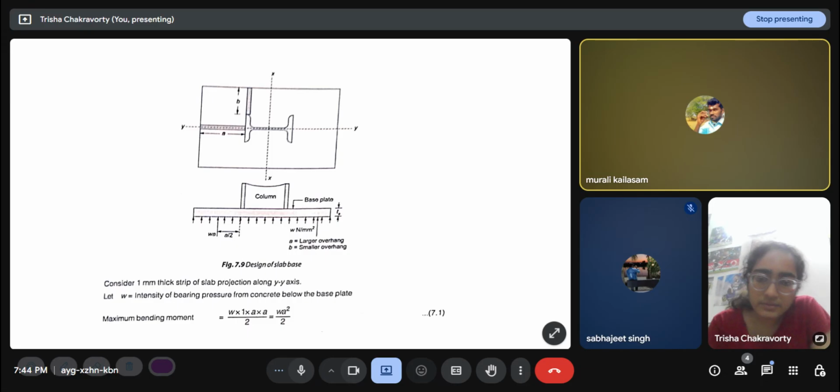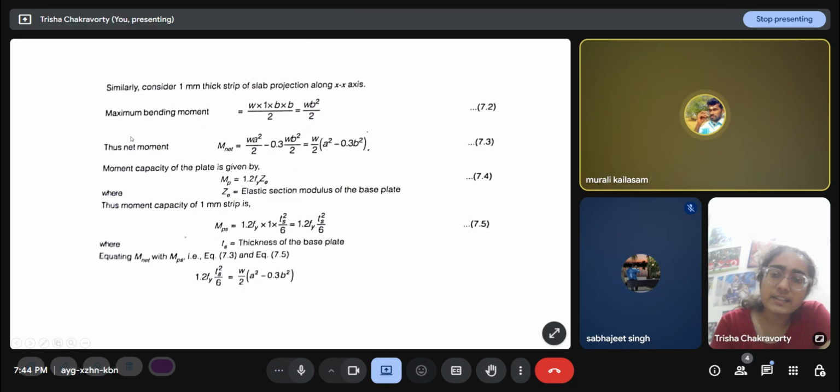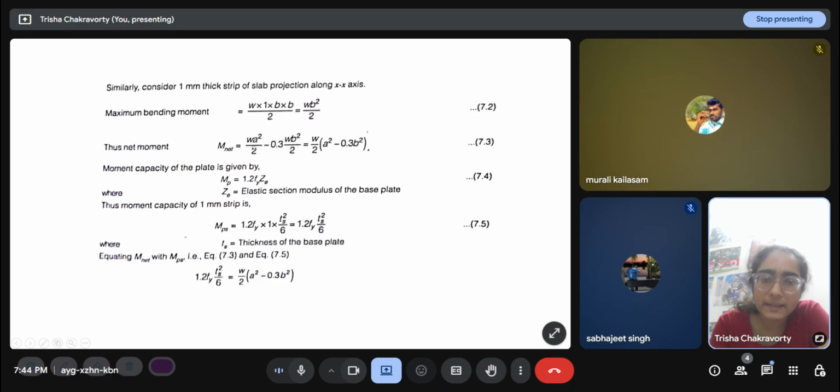Okay. So this is one strip taken along this, then there's another strip taken like this. So W a square by 2, W b square by 2. The net moment is W a square by 2 minus 0.3 W b square by 2. This is minus because that is how the Poisson's ratio works.